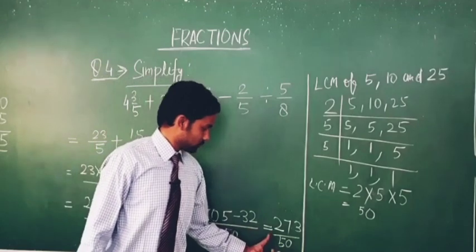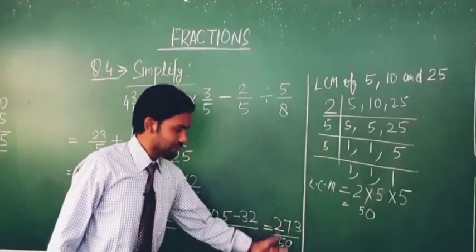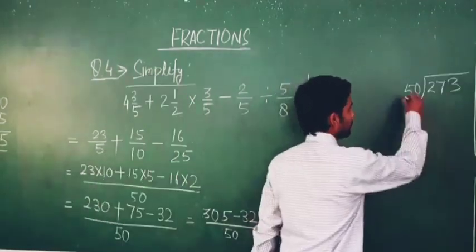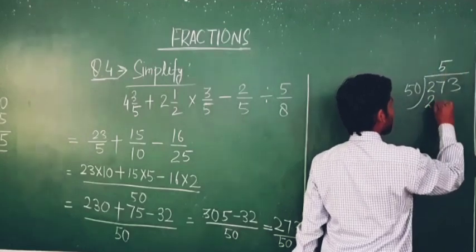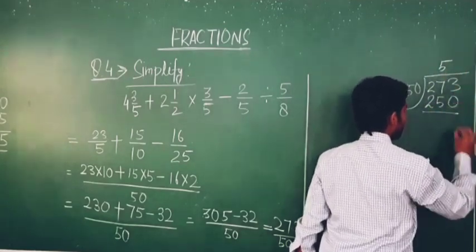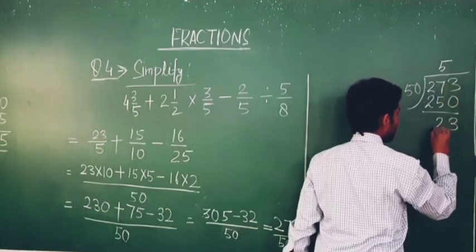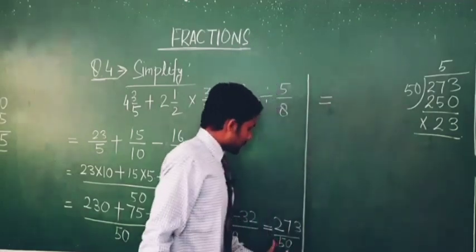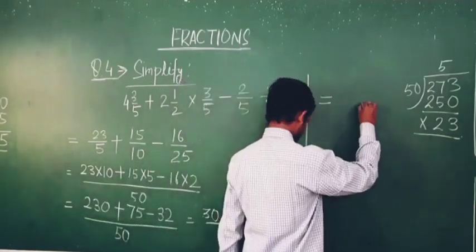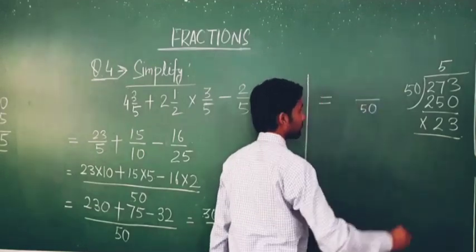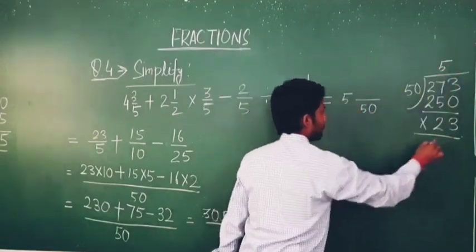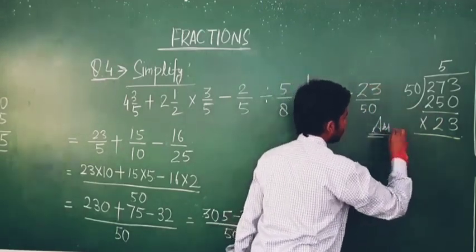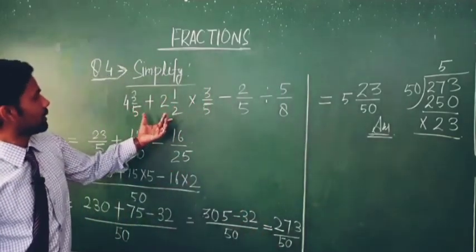Then we change it into mixed form because it is an improper fraction. 273 divided by 50. 50 fives are 250. 3 minus 0 is 3, 7 minus 5 is 2, and 2 minus 2 is 0. Then it is written in mixed form as 5, and the remainder is 23 upon 50. This is the required answer of this simplification.